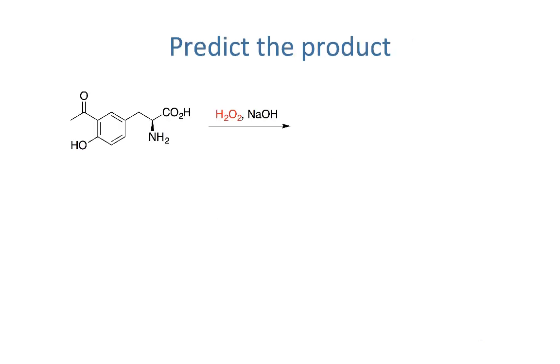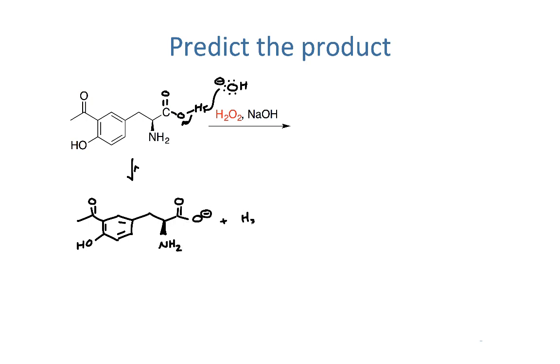Try to predict the outcome of the reaction on this slide. Ready? The reaction mixture is basic, so the carboxylic acid, pKa of about 5, is deprotonated. This has essentially no effect on the main reaction.